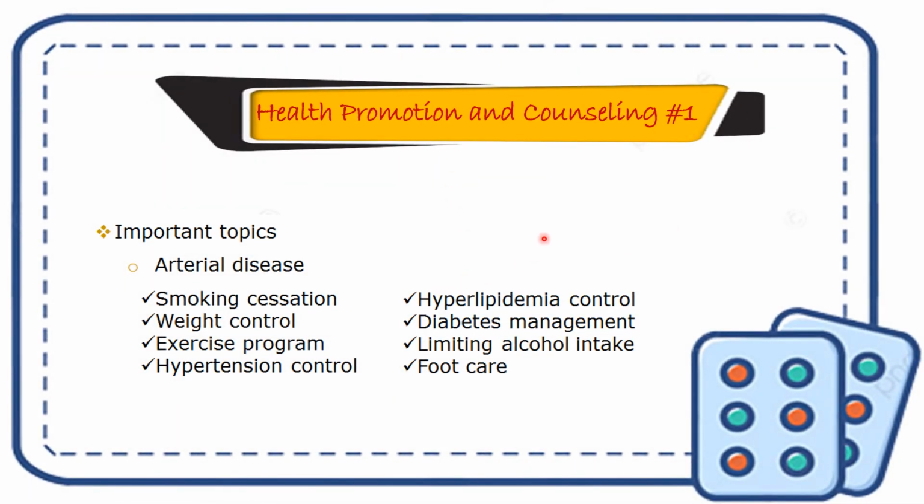Now let's proceed to health promotion and counseling, which is part of your nursing care plan. Okay, so the following are the important topics that you must include. For the arterial disease, you can teach the following topics to your client: smoking cessation, weight control, exercise program, hypertension control, hyperlipidemia control, diabetes management, limiting alcohol intake, and foot care.